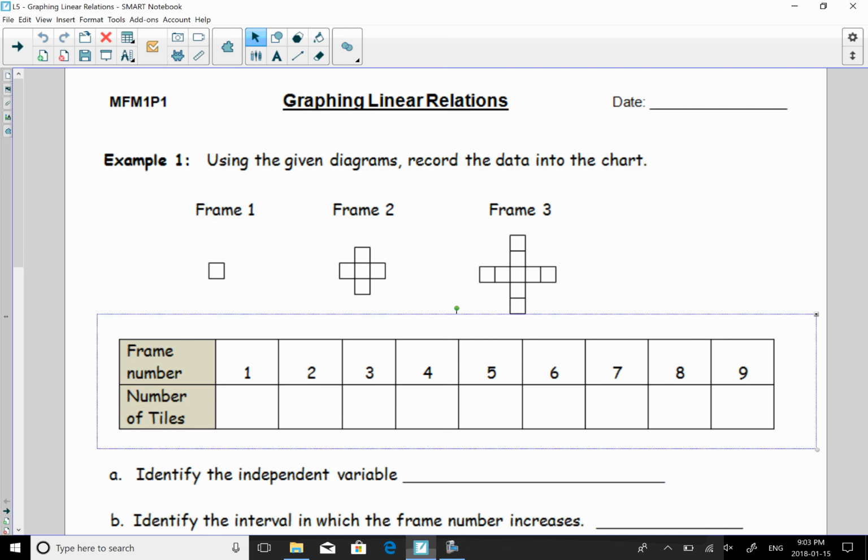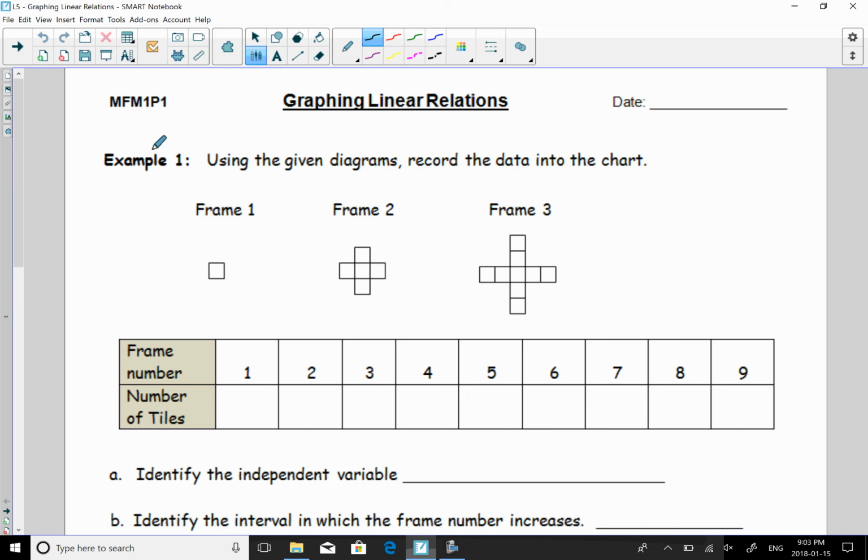The following video has to do with graphing linear relationships. So example 1, using the given diagrams, record the data into the chart.